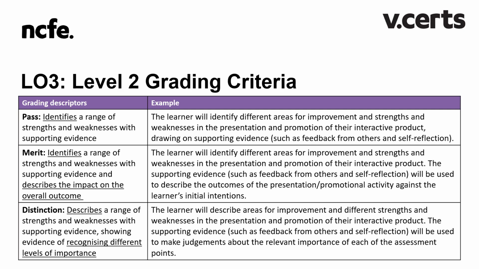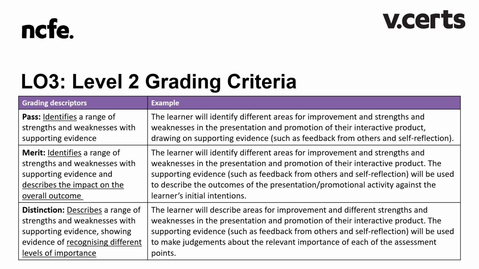And for distinction, it moves up to recognising different levels of importance. So for example, learners may talk about the presentation being very pleasing to look at. They may say it was how they wanted it to look, maybe in terms of layout. However, it may be running quite slow. So what they might do here is talk about what is more important for their product, for their audience. Is it the fact that it might run quicker, or the fact that it looks better? So they'll be able to talk a little bit, and again, it's only description.